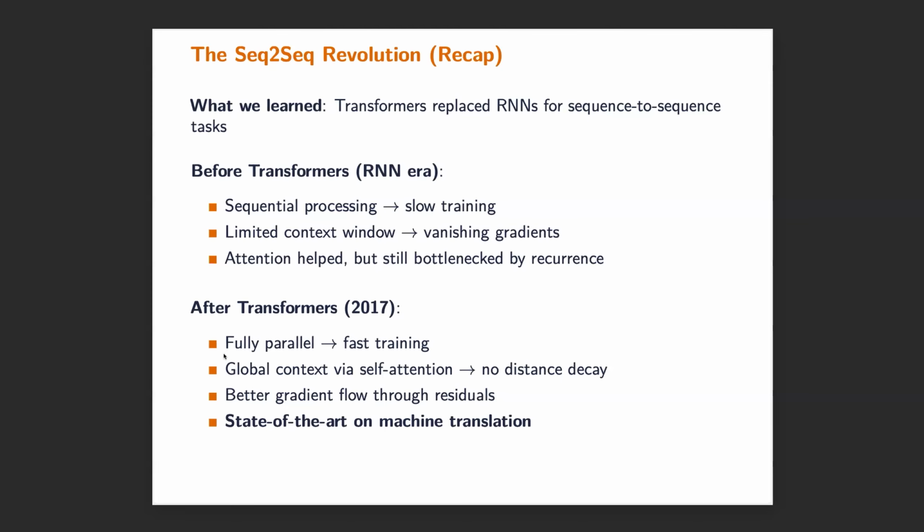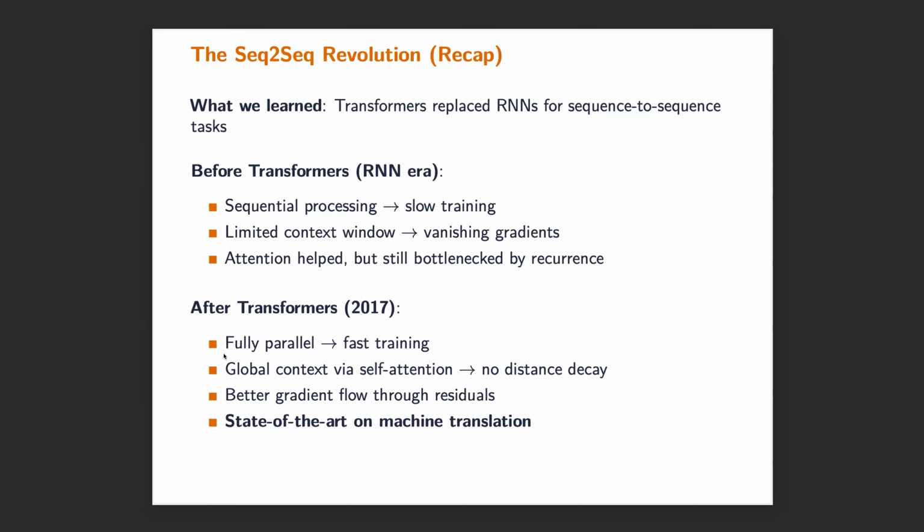Adopting a transformer architecture, basically dropping the RNN entirely, led to a fully parallel architecture, which is much faster and can be scaled while using all of our GPUs. And also having a global context. Really, the distance between words or tokens didn't matter for self-attention. Every pair of tokens could attend to each other.